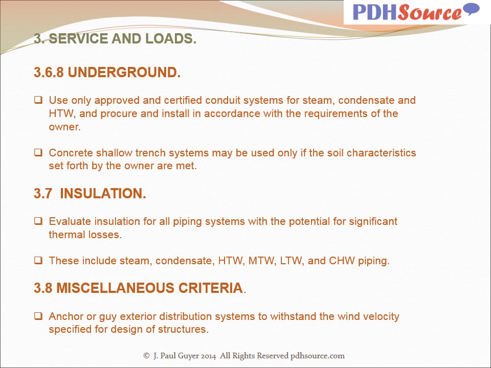Underground, use only approved and certified conduit systems for steam, condensate, and high temperature water, and procure and install in accordance with the requirements of the owner. Concrete shallow trench systems may be used only if the soil characteristics set forth by the owner are met. With regard to insulation, evaluate insulation for all piping systems with the potential for significant thermal losses. These include steam, condensate, high temperature water, medium temperature water, low temperature water, and chilled water piping. Anchor or guy exterior distribution systems to withstand the wind velocity specified for design of structures.